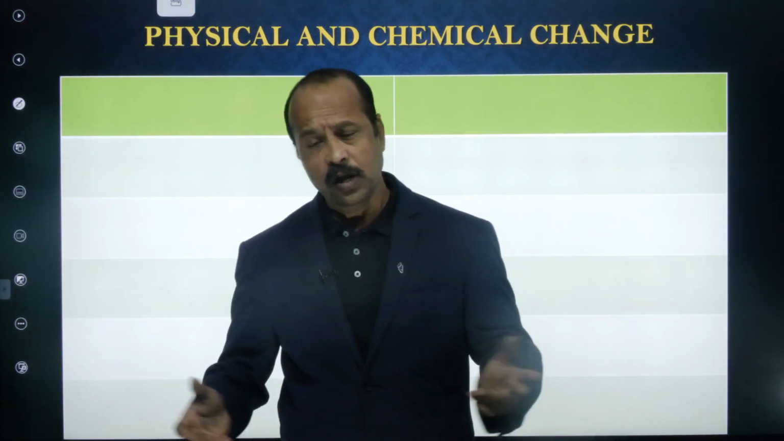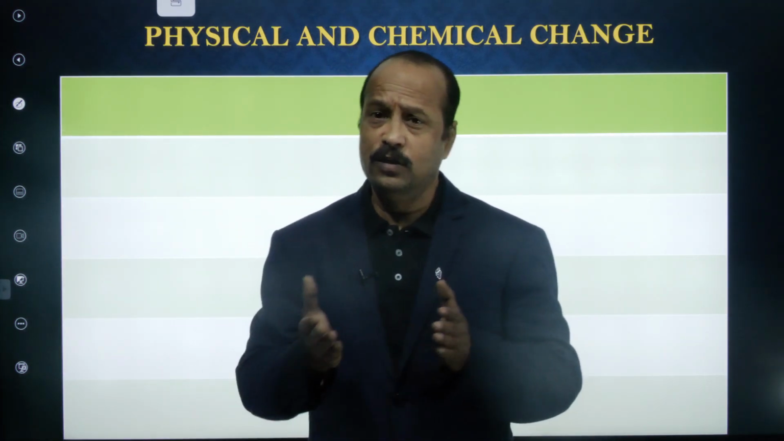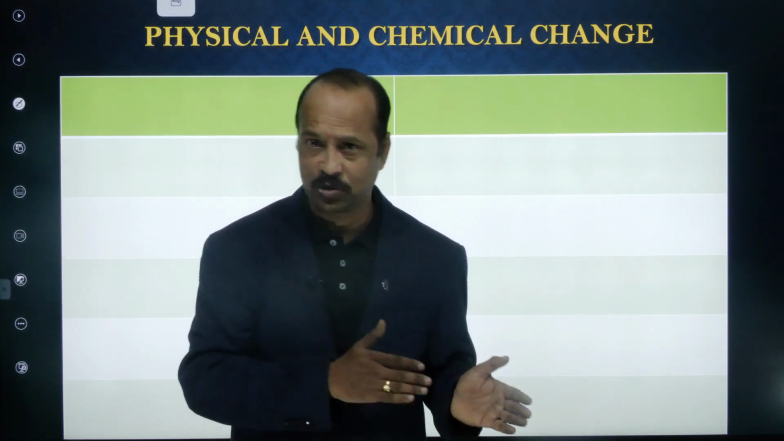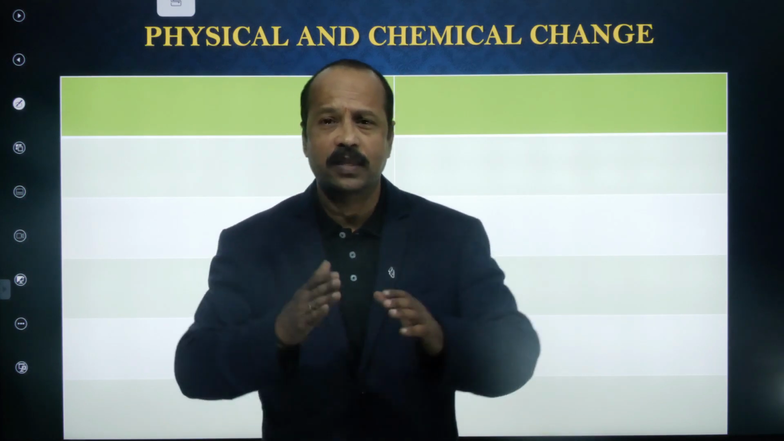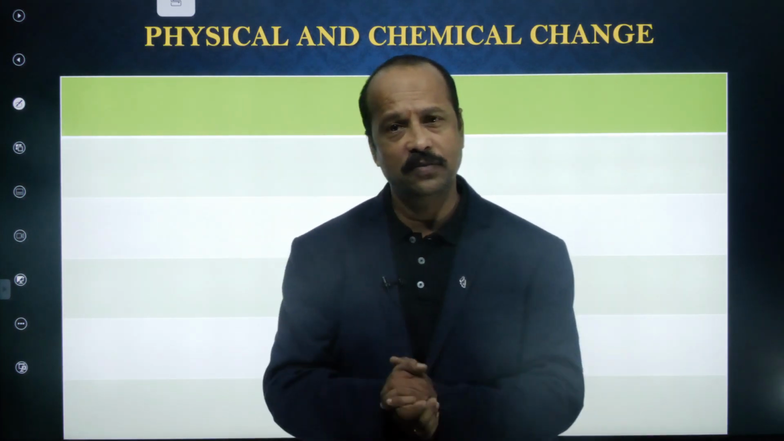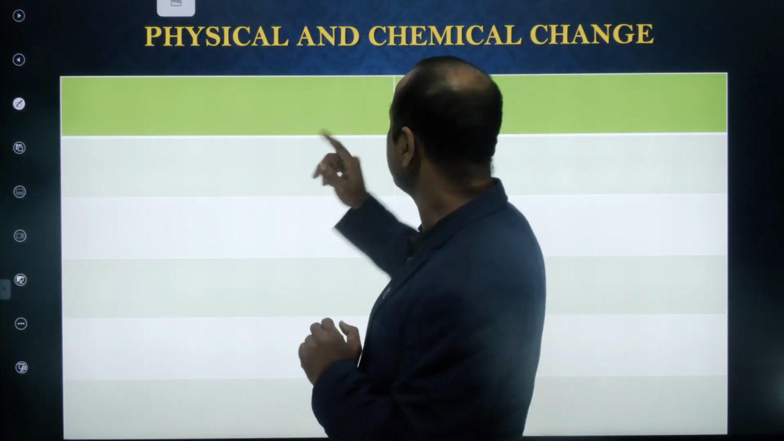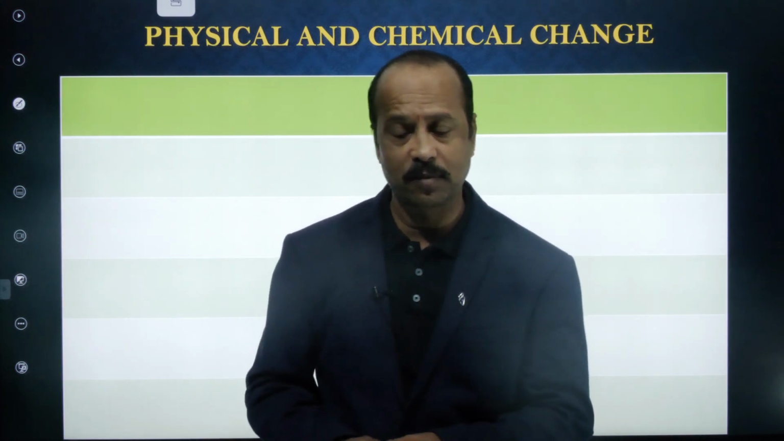These changes are classified in different ways, like slow changes and fast changes, fast reactions and slow reactions, desirable and undesirable. Like this, the changes around us are classified in different ways. Among them, one of the most important is physical and chemical change.